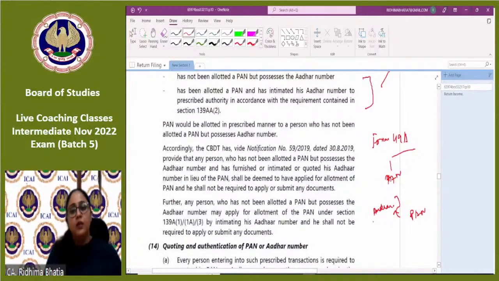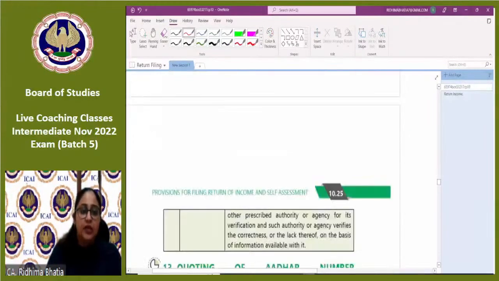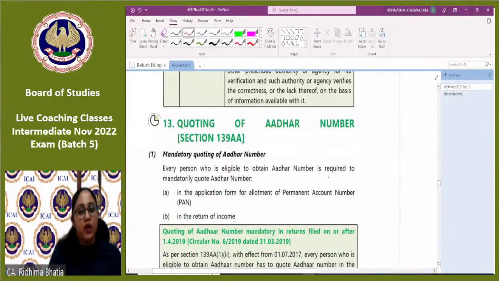If you do not have an Aadhaar number, but you have your Aadhaar enrollment number, you can put that also. Quoting of Aadhaar is mandatory. If you have an Aadhaar number, then you have to quote it in the application for allotment of PAN and in the return of income. In any return form you have seen, there is a PAN number and an Aadhaar number also; both the numbers have to be mentioned.